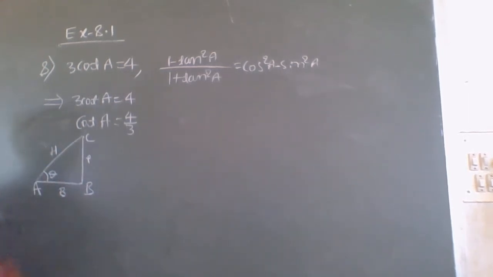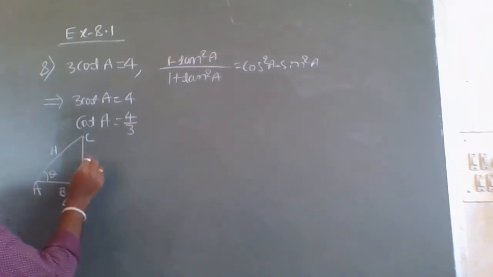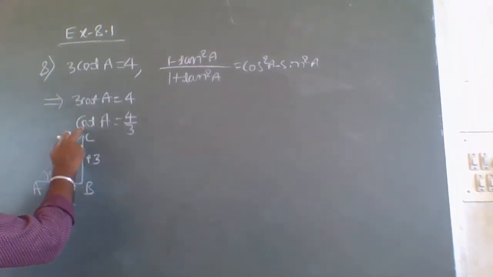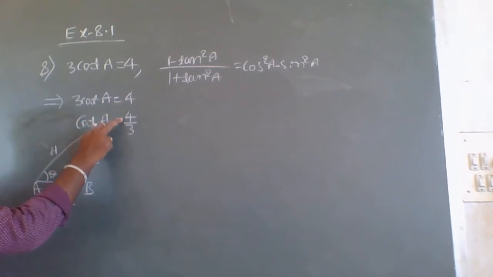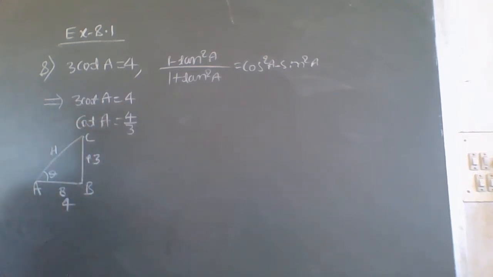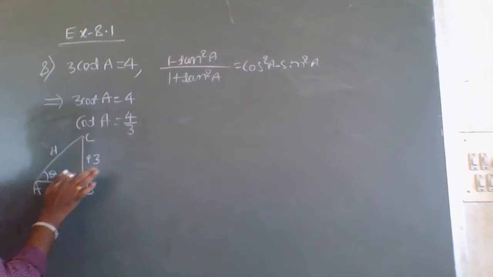And we know that cot theta always equals base by perpendicular. So cot A means base by perpendicular, which means the length of AB is 4 and the length of BC is 3. See here again, cot A is equal to 4 by 3, because 3 cot A is equal to 4 means cot A is equal to 4 divided by 3.